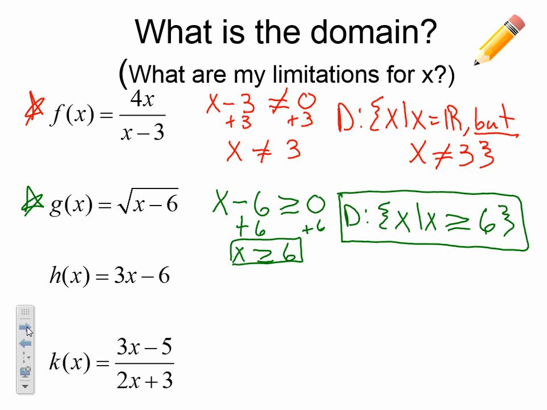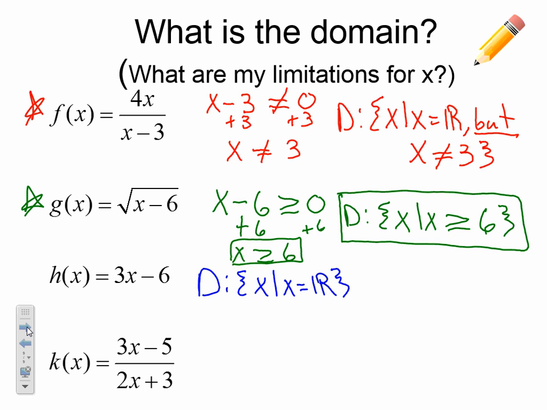All right, moving on. h of x equals 3x minus 6. Now if we look at this one, we're not dividing by anything, so we don't have to worry about dividing by 0. We're not taking the square root of anything, so we don't have to worry about that. So there's no restriction, so our domain is going to be x such that x equals all reals. All right, and we can continue on.